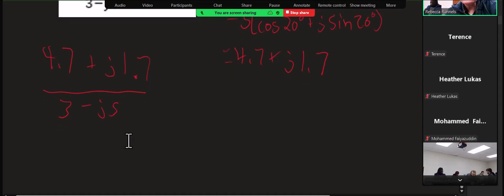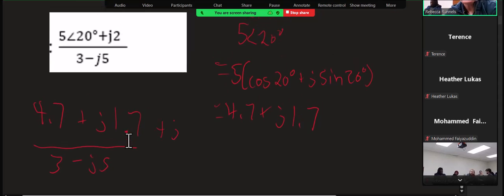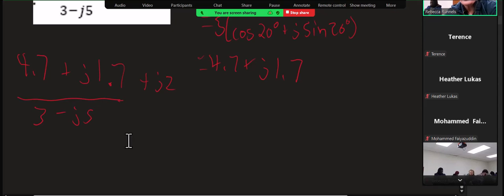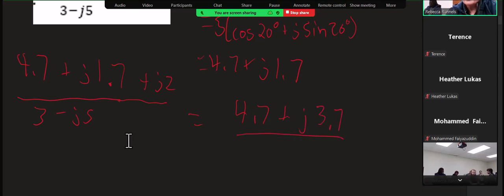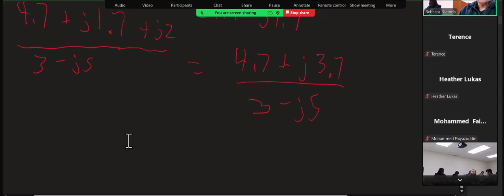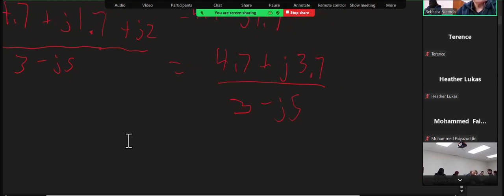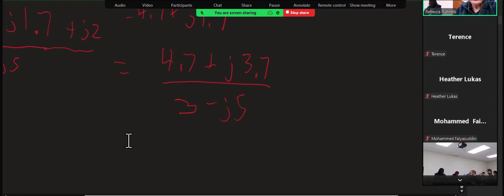So then the numerator is 4 plus j2. So the total numerator is 4.7 plus j3.7, and the denominator is 3 minus j5. Now, if I wanted to do this all in rectangular, I would multiply the top and bottom by the conjugate. But instead, since I have a division here, I'm going to change both of these to polar. So to change them to polar, I'll take the square root of 4.7 squared plus 3.7 squared.